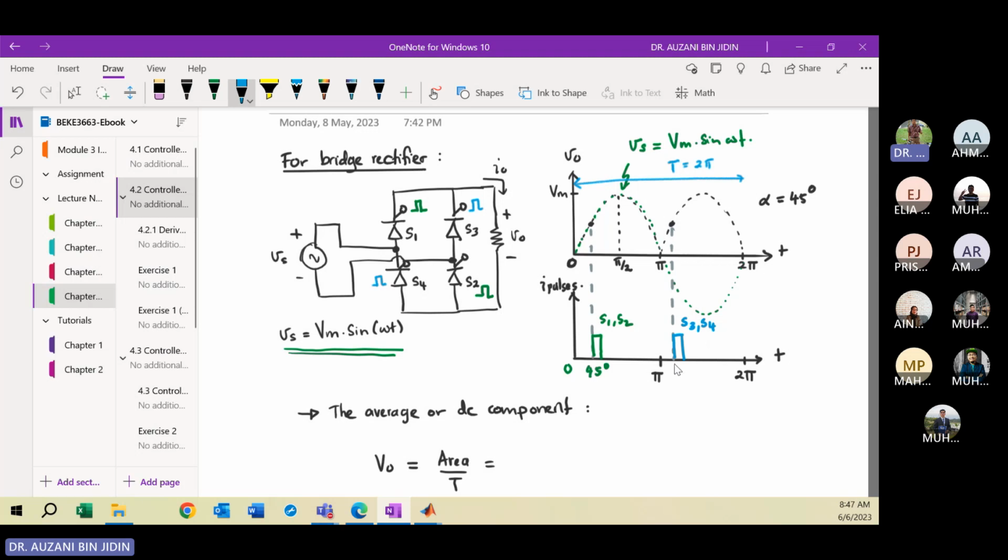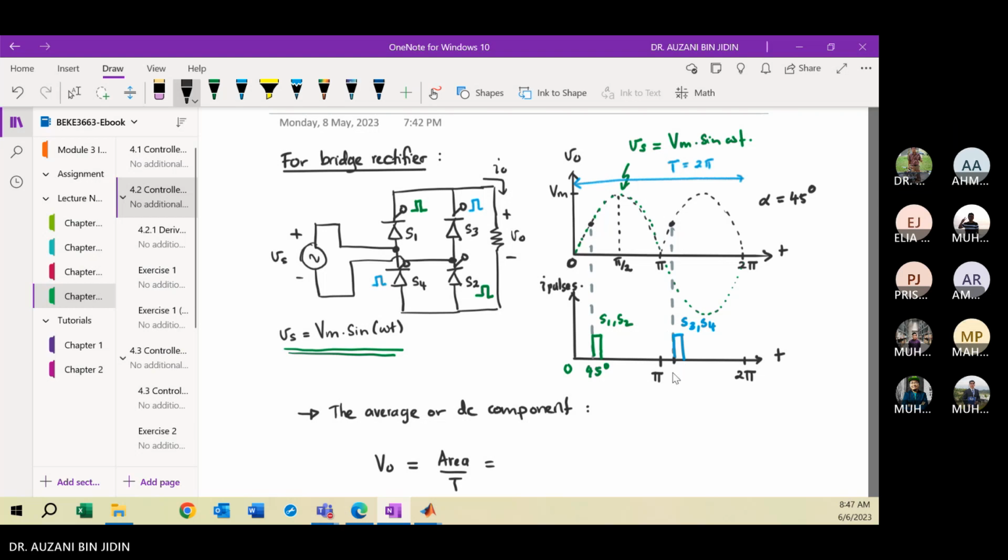So what is this angle here? It should be pi plus theta in radian. How to convert to radian? Let's say pi is 180 degrees, so you need to convert 45 degrees. This is the theta. So what is theta in radian? It is 45 times pi divided by 180. Clear? So this is in radian.